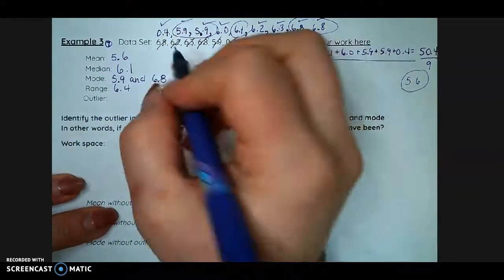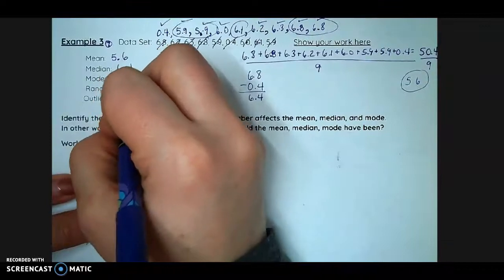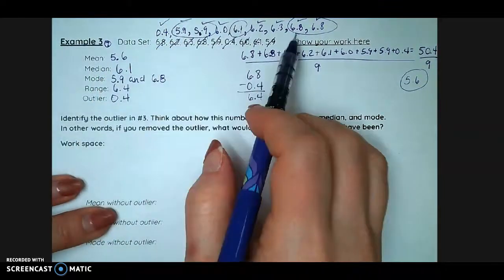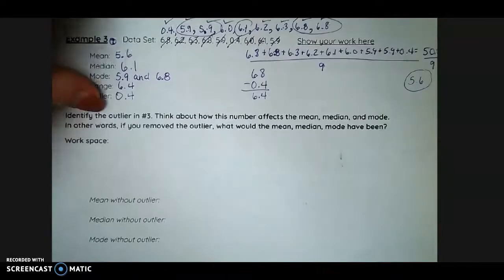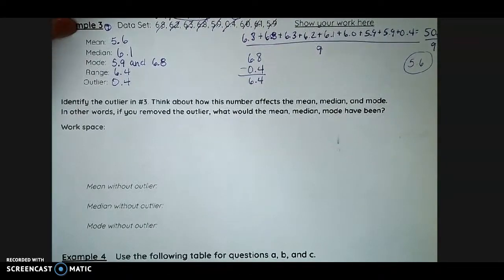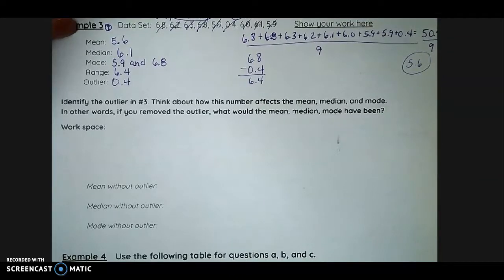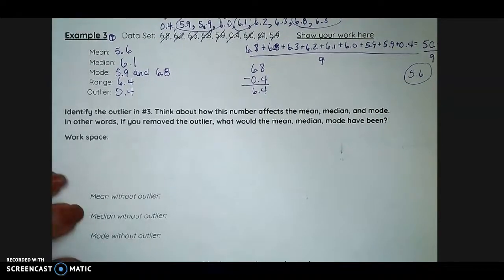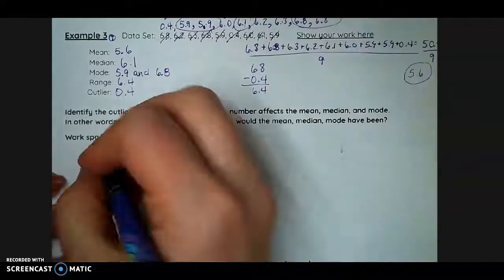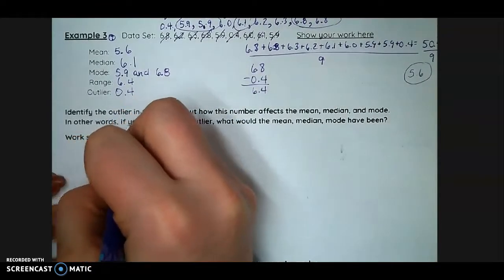And I do have that outlier. That's what I was talking about, that 0.4. Everything else is between 5.9 and 6.8, which is really close together. And then that 0.4 is way far away from the rest of our data set. Now they're saying, what if I took that outlier and I removed it? What would happen? Well, I want to talk about the range first.